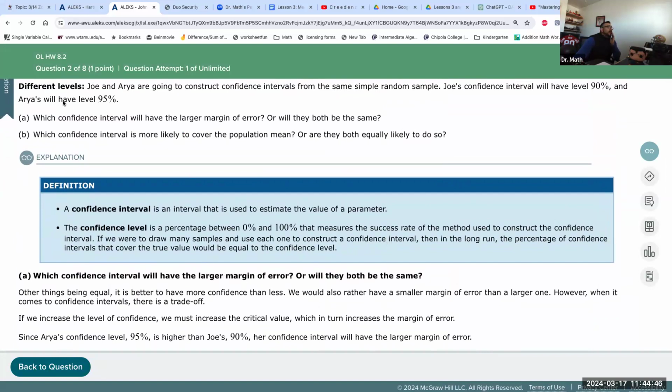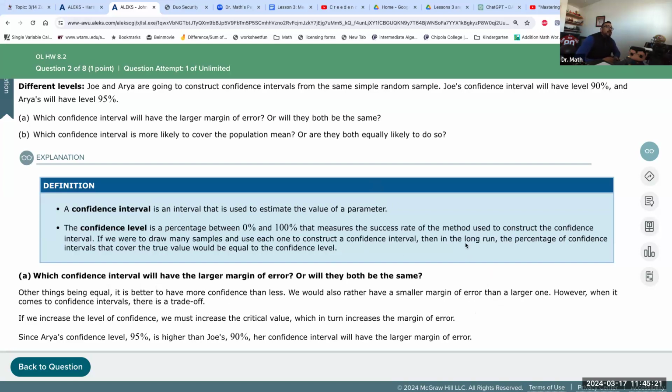So notice her confidence level is higher than his. It says, other things being equal, it is better to have more confidence than less. We would rather have a smaller margin of error than a larger one. However, when it comes to confidence, there's a trade-off. If we increase the level of confidence, we must increase the critical value, which in turn increases the margin of error.